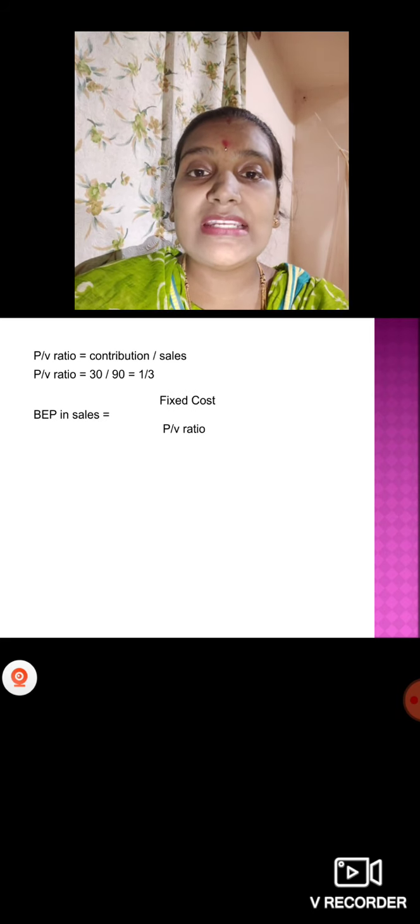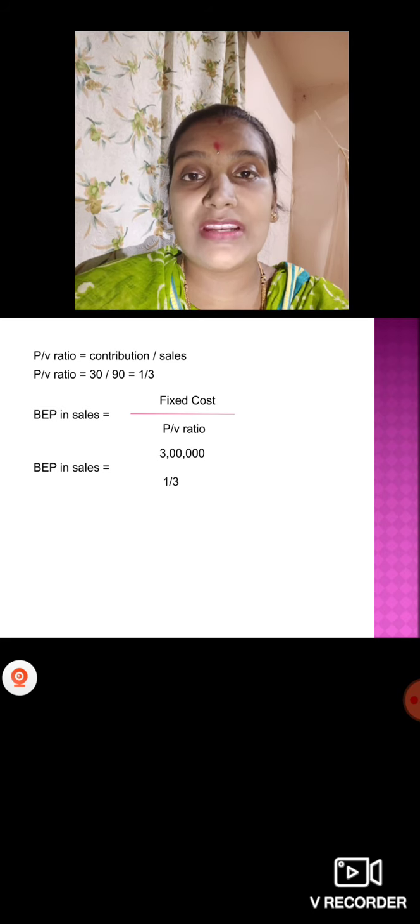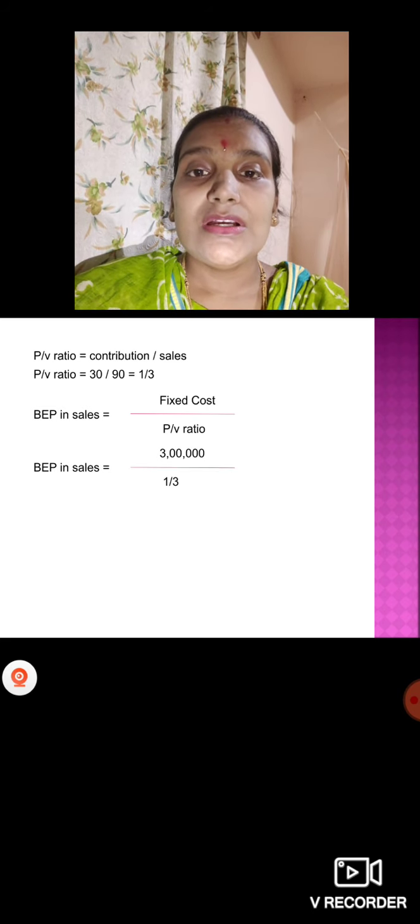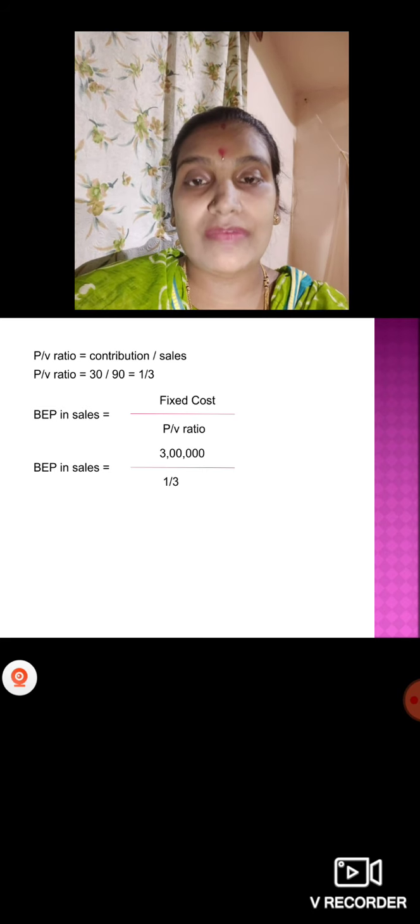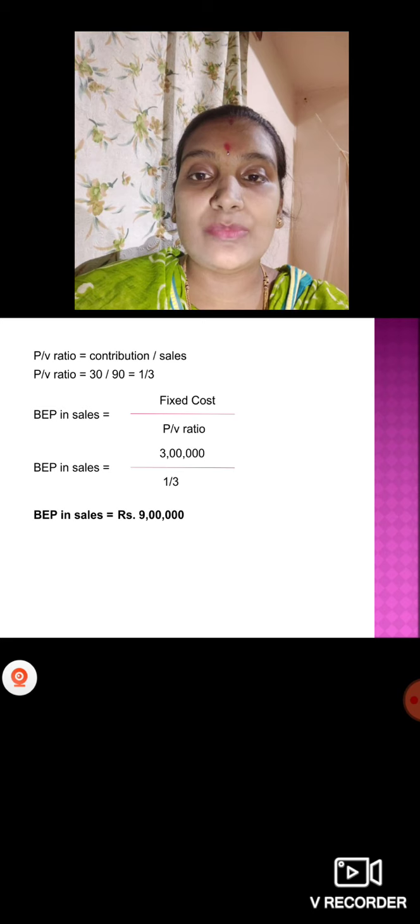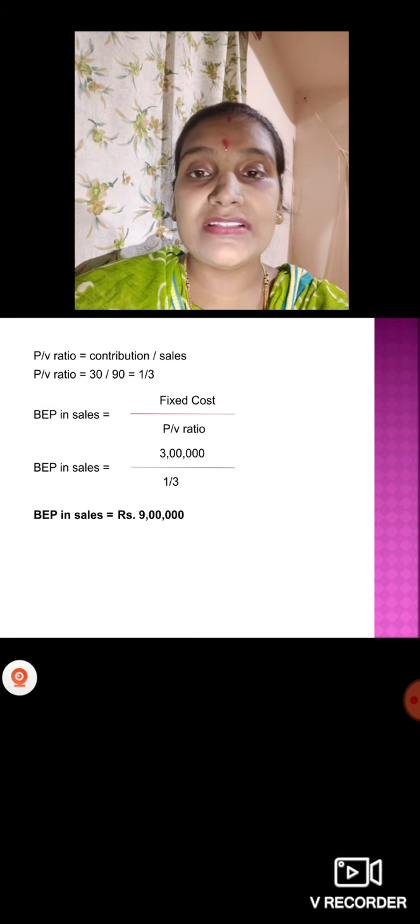Then break-even point in sales. Fixed cost divided by PV ratio, right? So fixed cost we have 3 lakh rupees divided by PV ratio we have 1 divided by 3. So how to get it? 3 lakh into 3 divided by 1 you will get. Okay, 1 you have to do. Then you will get break-even point in sales equal to rupees 9 lakh. Okay, I hope you are clear with this.